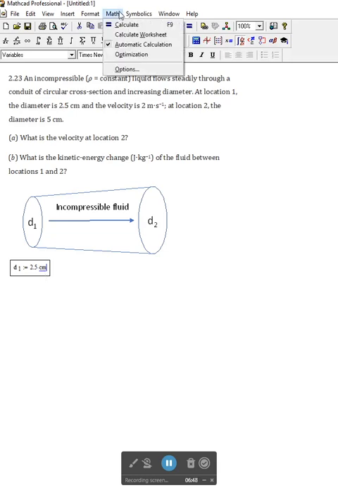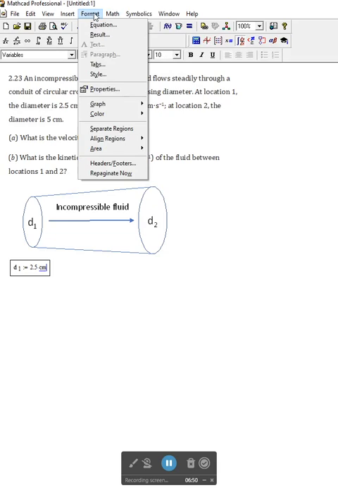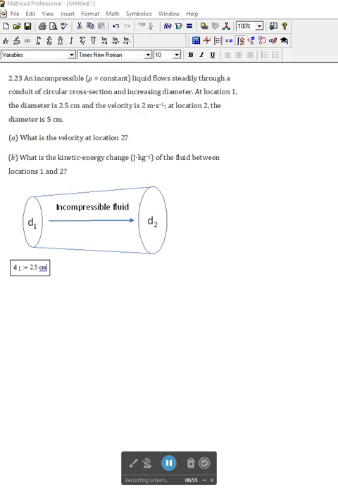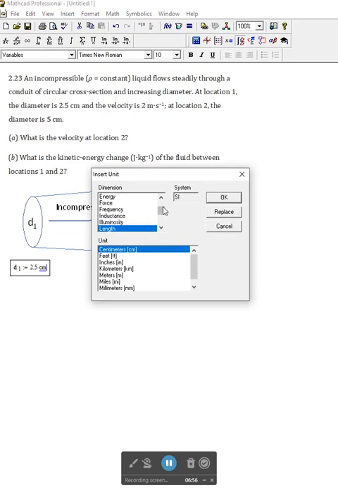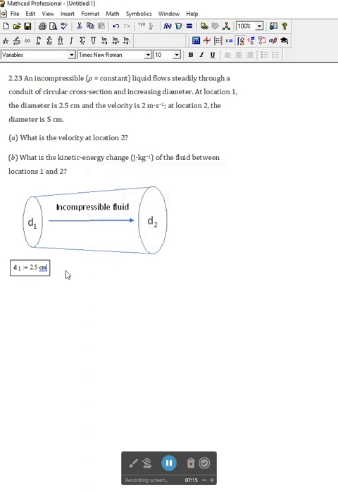MathCad has, if you go to the insert units, you can see all of the units here, all the length units, and then you can go through and see all of the other kinds of units that MathCad uses. And like I said, I prefer SI. So anyway, as long as MathCad has units, things should work out well for you.